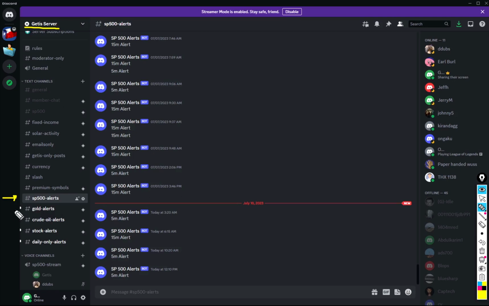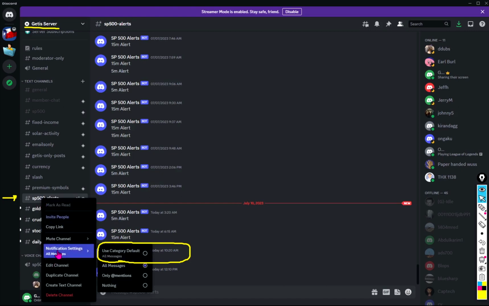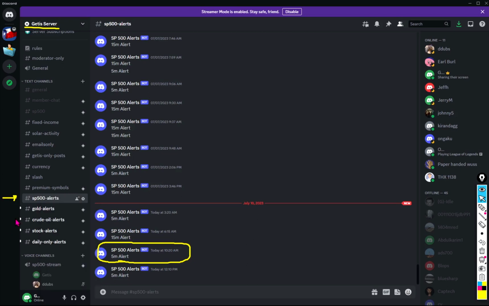In addition to the Get Us Plus indicator showing up on there, the alerts come to the Discord server. Here was that 5-minute alert that came in exactly at 10:20. So the members are getting alerted to that. This is what the members can get, and they can turn on notifications to any of these channels. They just right-click and set their notification options. If they don't want to get notified about gold, they just don't turn it on.